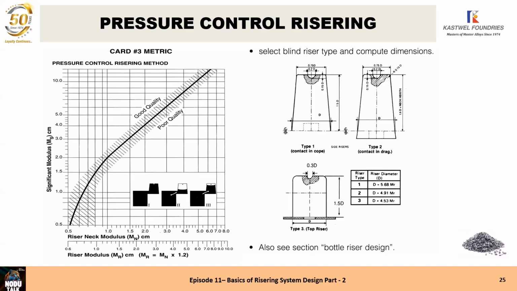On the right-hand side, we have shown 3 types of risers. Type 1 riser has contact in the cope. At the bottom, you see a dotted line. There is a riser neck. So in type 1, the riser contact or the neck is in the cope.